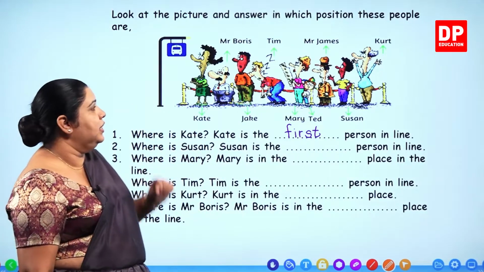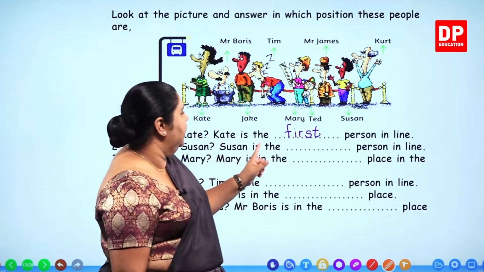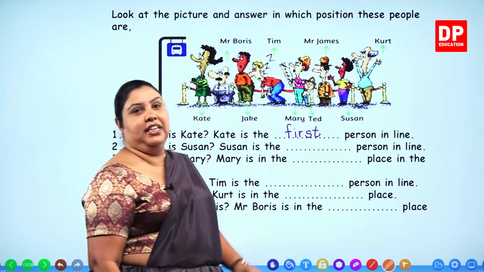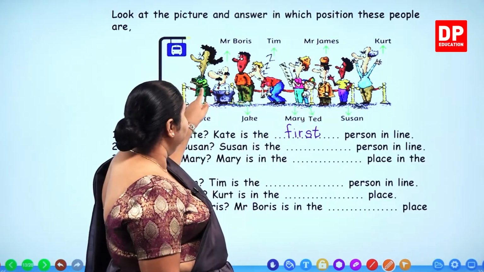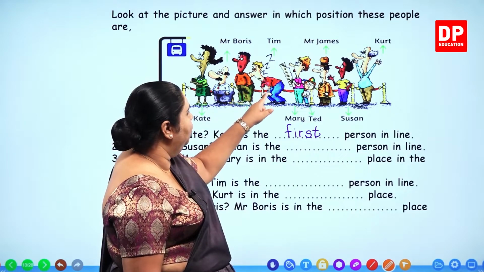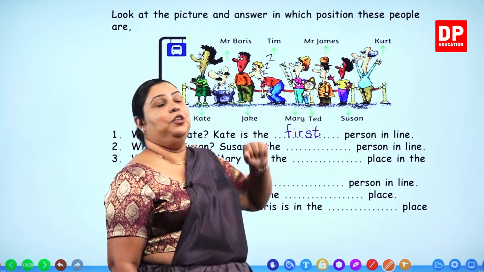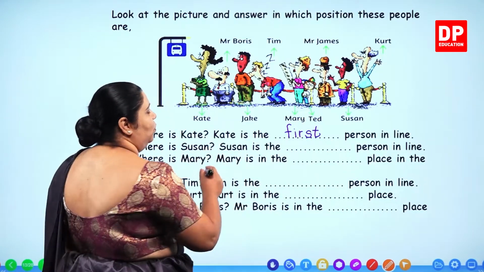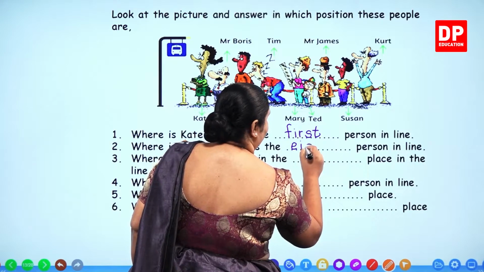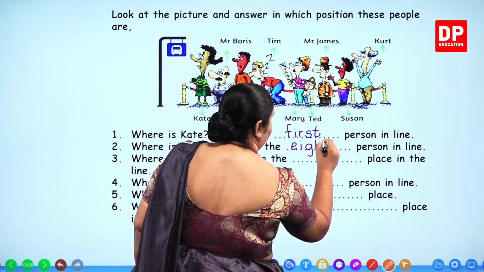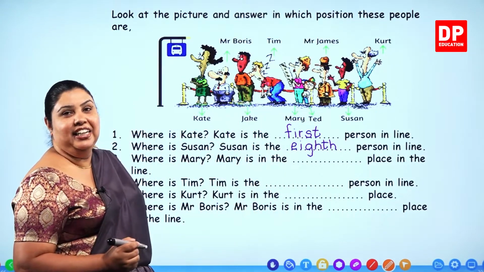Where is Susan? Now we have to write where Susan is. Susan is the blank person. Now let's see where Susan is. Over here. First, second, third, fourth, fifth, sixth, seventh, eighth person is Susan. So Susan is the eighth. E-I-G-H-T-H. Eighth person in line.